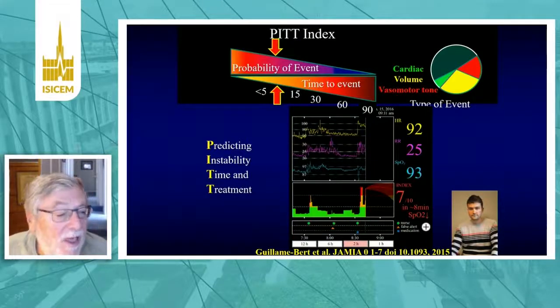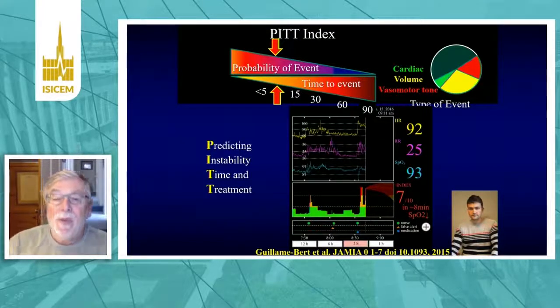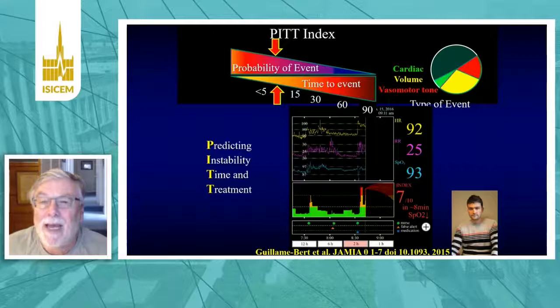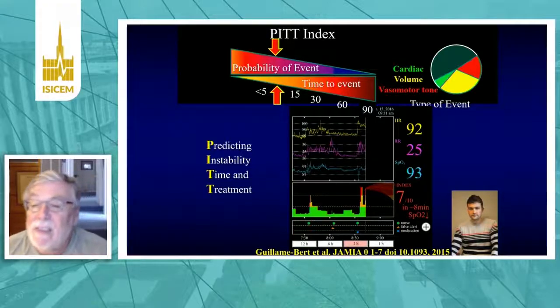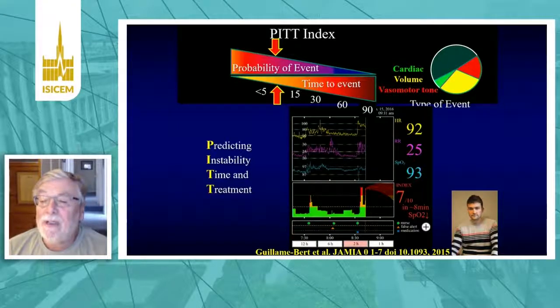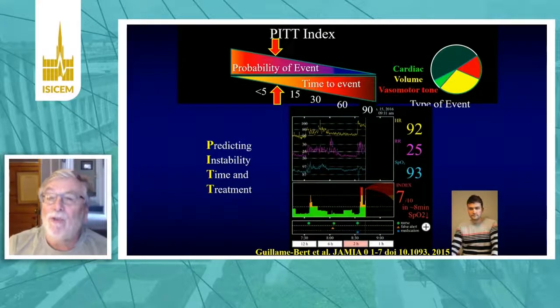So what we end up with at the end of the day is a monitor, which we call predicting instability, time, and treatment, PIT. And it took us a while to get PIT out of that. And what you have is on the top, the probability of the event, and on the bottom, the time to that event. And on the right side, it's what is the event due to? Is it due to cardiac problems, volume, or vasomotor tone? Below this, you actually see the graph of the various data in real time and a prediction in the bottom of exactly what's going to happen. And as you treat the patient, the probability of the event goes down and you run away from the time in which it is.